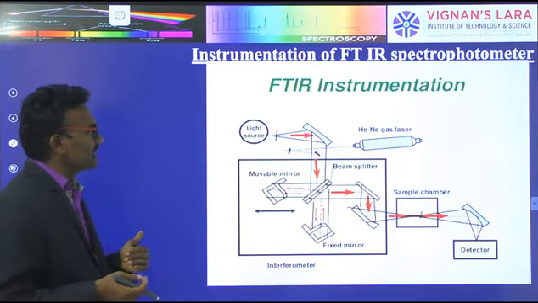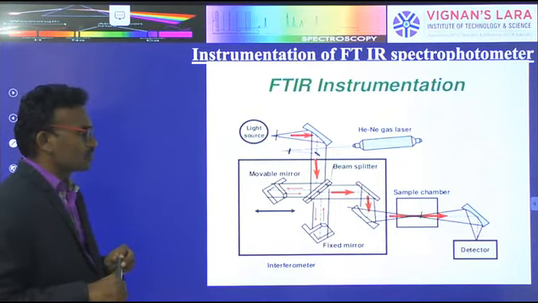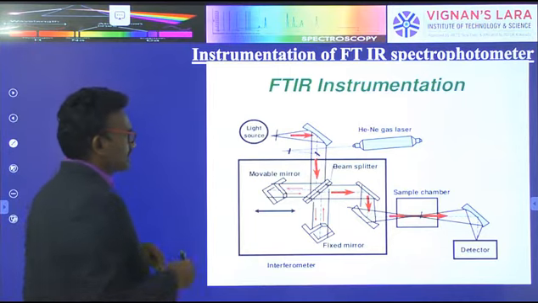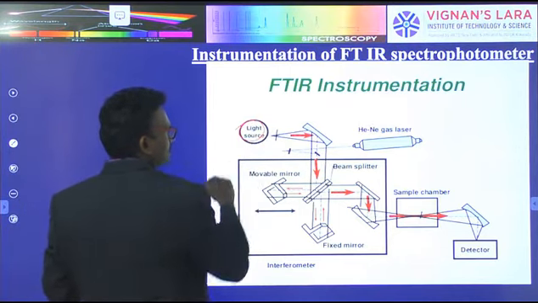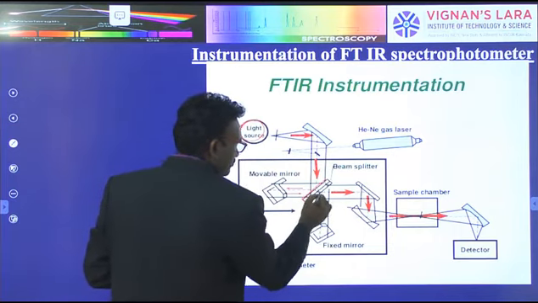decreases the errors in the IR spectroscopy. That is called FTIR spectroscopy. So it contains some parts. One is the source of light. There is the source of light. Okay. There is the beam splitter.